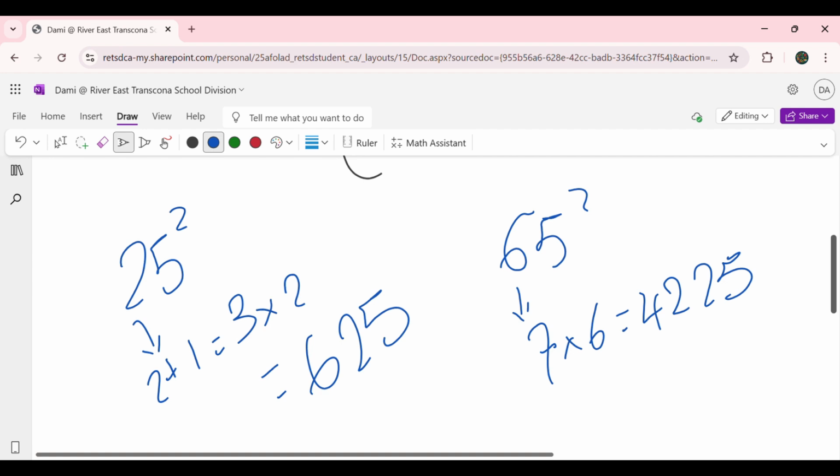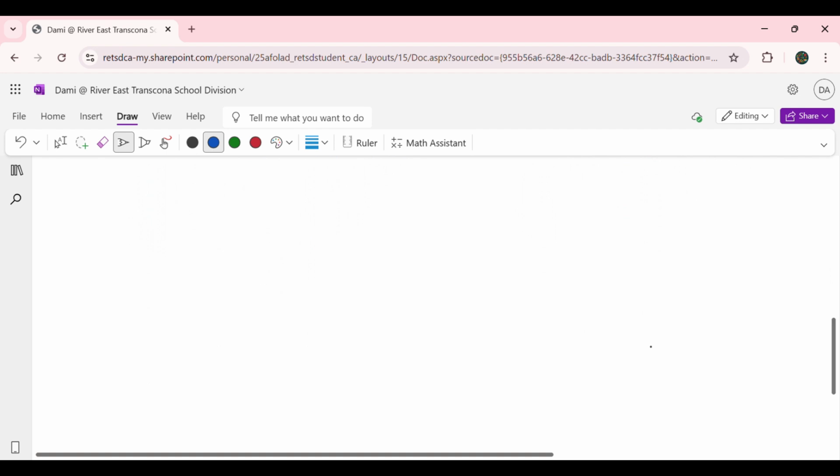But this only works with numbers that end with 5. It doesn't work with any other number. And it's great for mental math and multiple choice tests.